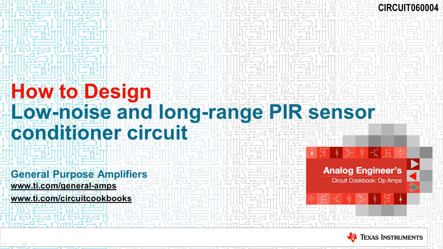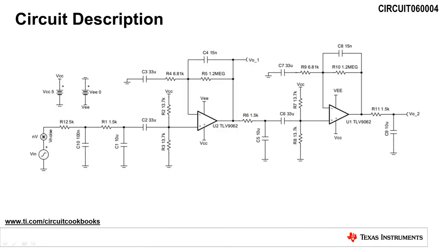Hello, welcome to our short video on how to design a low noise and long range PIR sensor conditioner circuit. This schematic represents a low noise and long range passive infrared sensor, or PIR sensor, conditioner circuit. The circuit is composed of two gain stages to amplify the output signal of the PIR sensor.